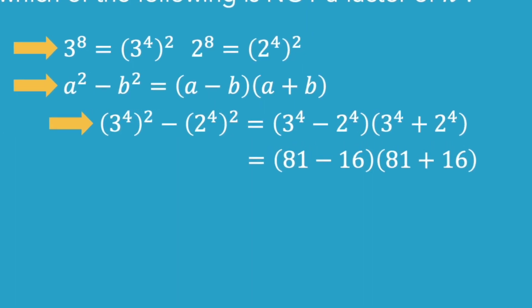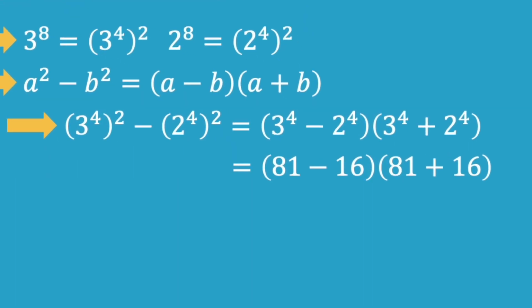And of course, 3 to the power of 4 is just 3 times 3 times 3 times 3, so 9 times 9, so 81. And 2 to the power of 4 is 2 times 2 times 2 times 2, so 16. And so the number that we're trying to find the prime factors for is 81 minus 16 times 81 plus 16. So that's just 65 times 97.